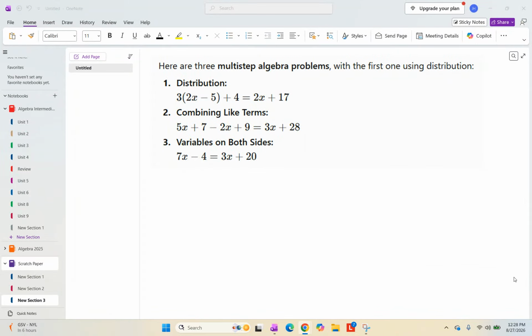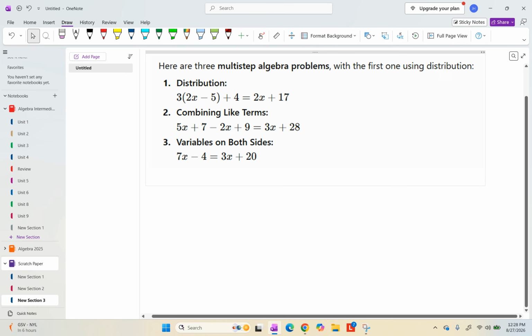Okay, guys, here are three multi-step algebra problems just to give you an idea of how to solve these things. So come back to these, watch the video often, and hopefully they will make sense to you. This video will take as long as it takes. I will try to use different colors based off of what I am doing.